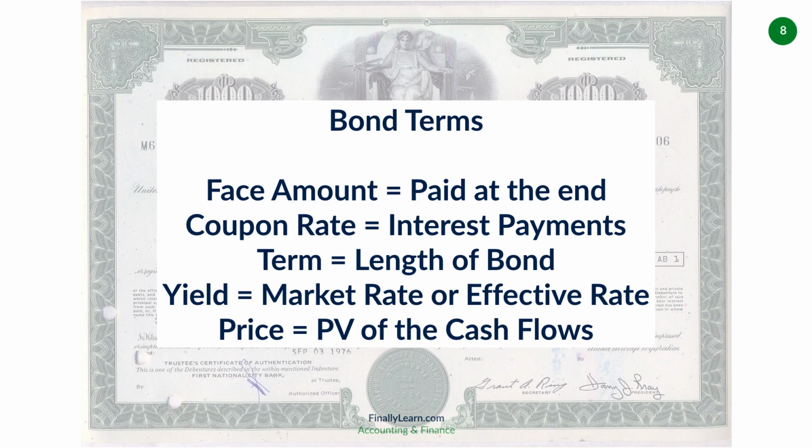These next two are not printed on the bond certificate. The yield is what the rate is in the market, or the effective rate. This is basically the market return, or the yield. Every day that number would change. And then the price is simply the present value of the cash flows. If you know the yield, you can figure out the price. If you know the price, you can figure out the yield. The first three are all given on the bond certificate itself.